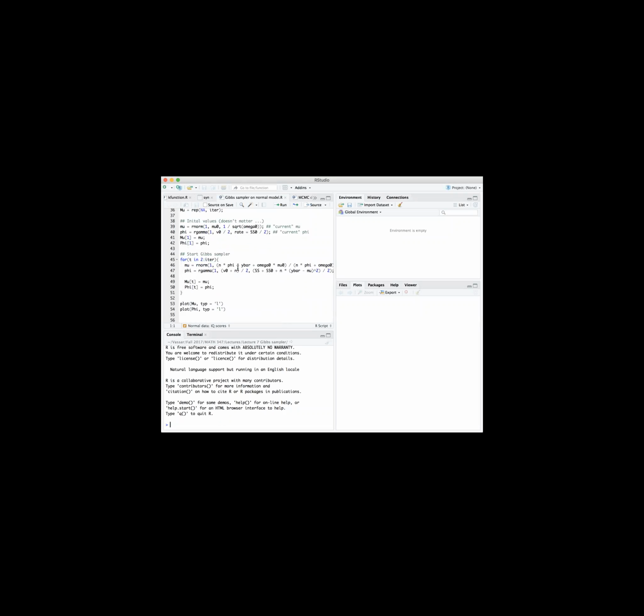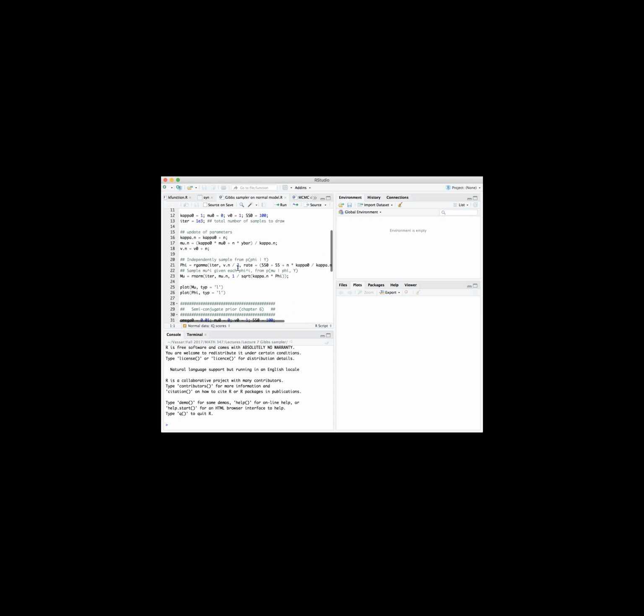Okay, so this will be the normal model using the Gibbs sampler to answer the question, with the data from before, the normal data with the IQ scores. On the top, the first part gives you the data, the number of data points, as well as the mean and SS from the data. Don't worry about everything from here; this is just a flashback to what we did before in the conjugate prior case, from chapter 5. You can do this later after class. But scroll down to around line 28. That's where we're doing a semi-conjugate prior, with the independent priors in chapter 6, where you have phi and mu separately, independently.